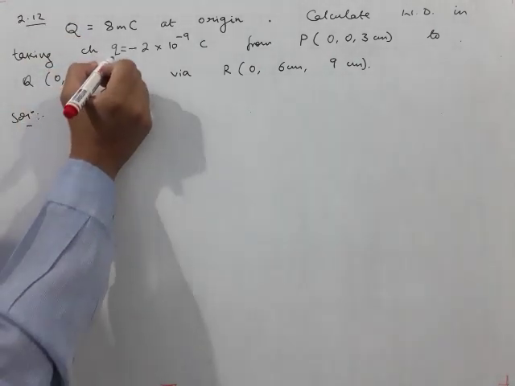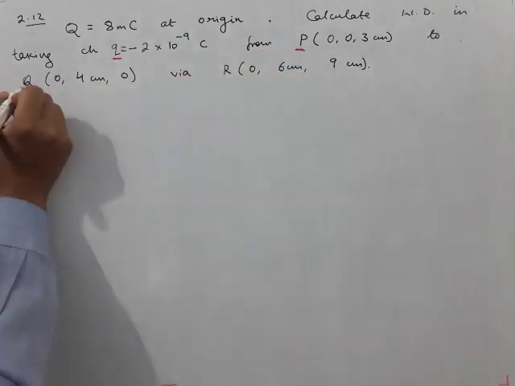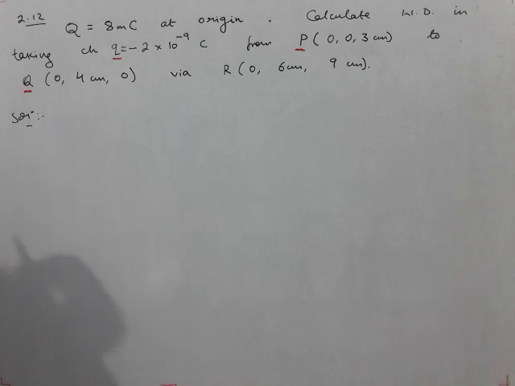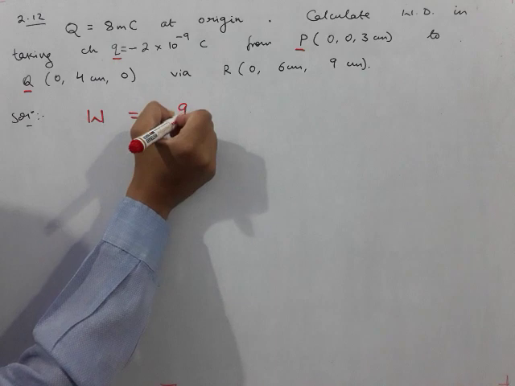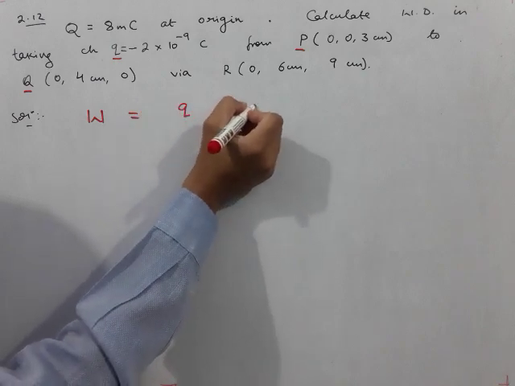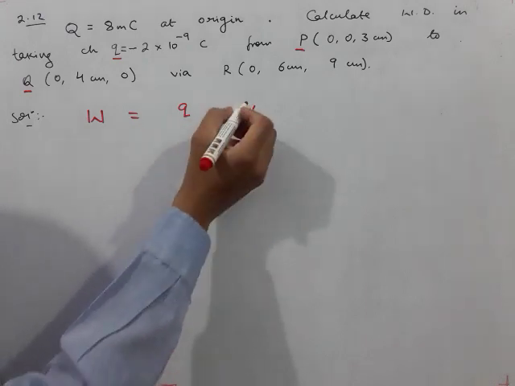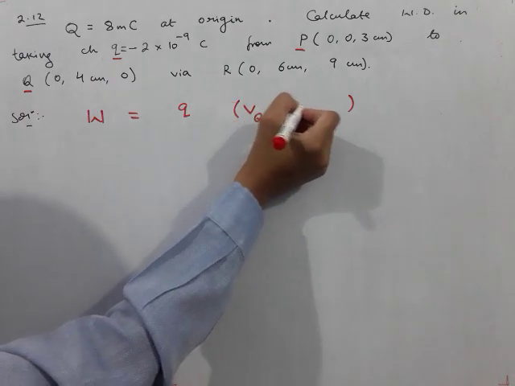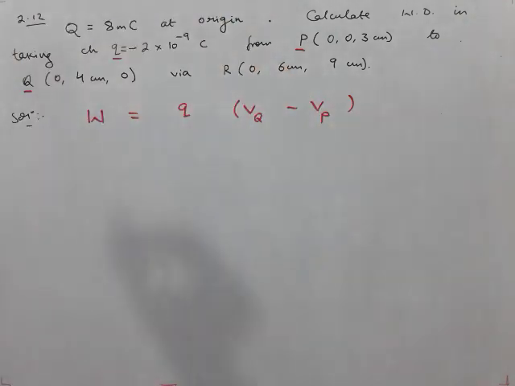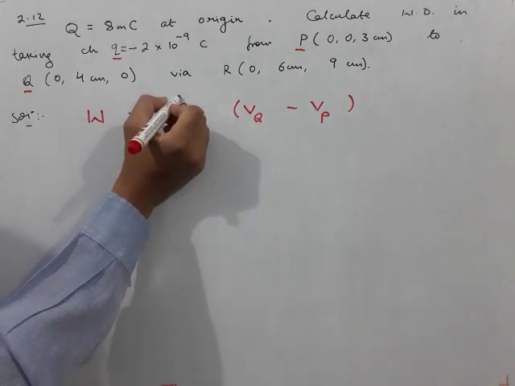So see students, whenever we take a charge from some point which is initial to some point which is final, the work done is given by the formula: work done is equal to charge times potential difference. Now this potential difference is final minus initial potential. So which is final point? Q, and which is initial point? P. So this is the working formula for this particular question. So which charge we are bringing? We are bringing minus 2 into 10 to the power minus 9 coulomb.